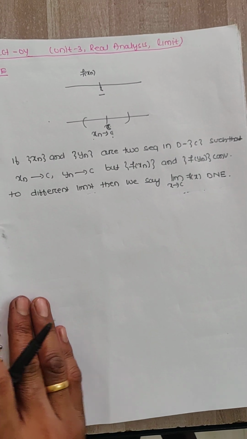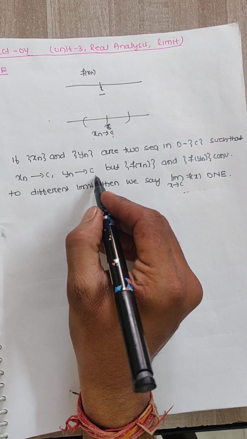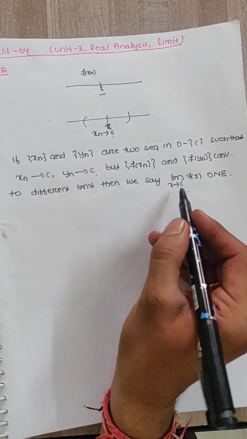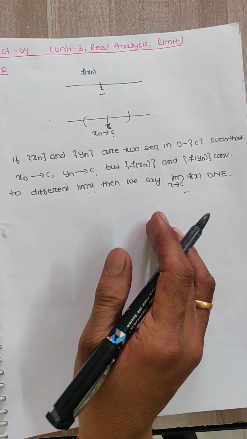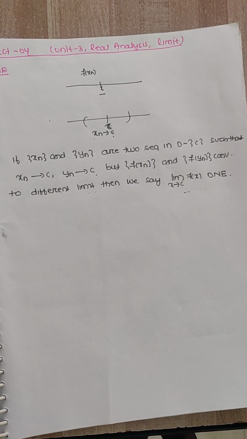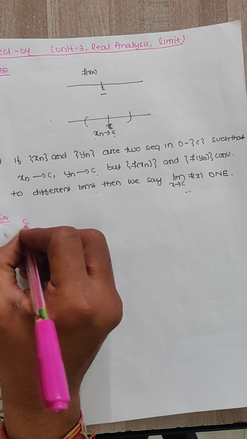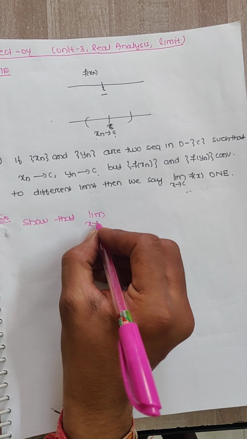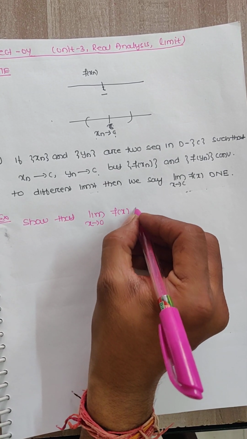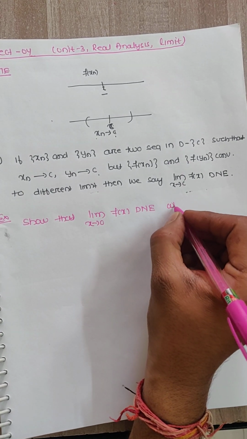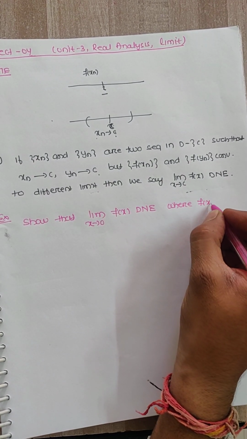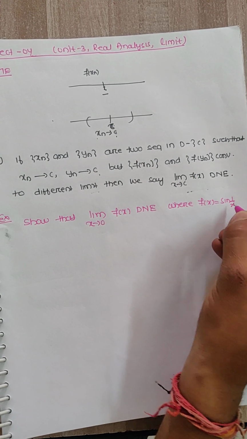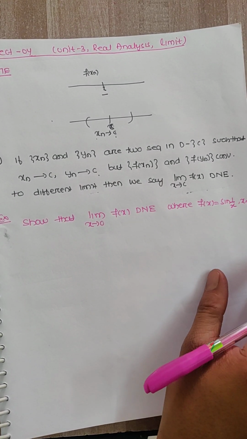Okay, so if we have two sequences xn and yn converging to c, but the image sequences converge to two different limits, then we say that the limit does not exist. And we'll see certain examples for this one. The first example: show that the limit as x tends to 0 of f(x) does not exist, where f(x) is equal to sine 1 by x whenever x is not equal to 0.